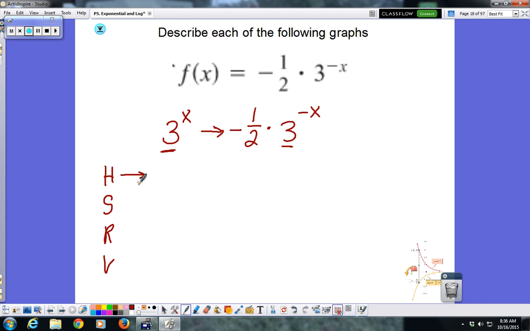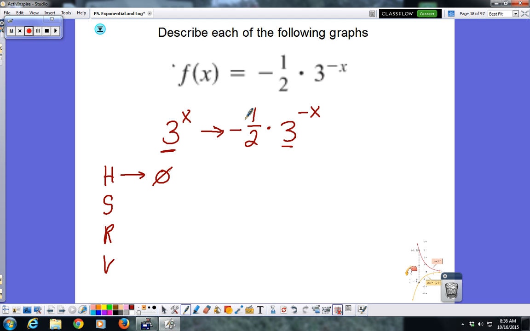Horizontal translations. Does the x have any pluses and minuses on it? What do you think, Carly? Any horizontal translations? Plus or minus anything? No. We're good there. Then we move on to stretches and compressions.